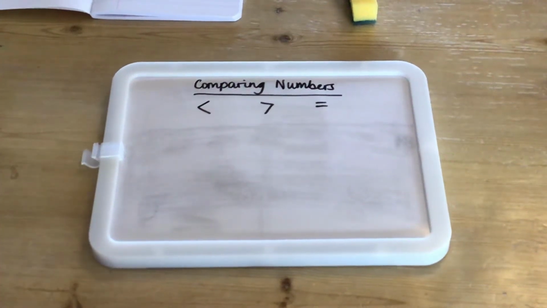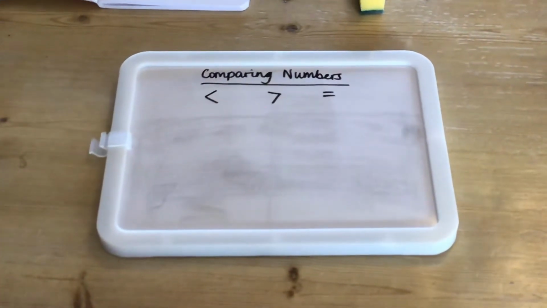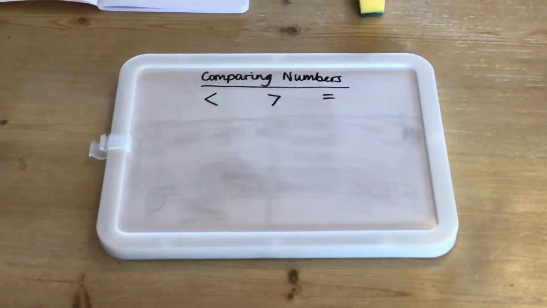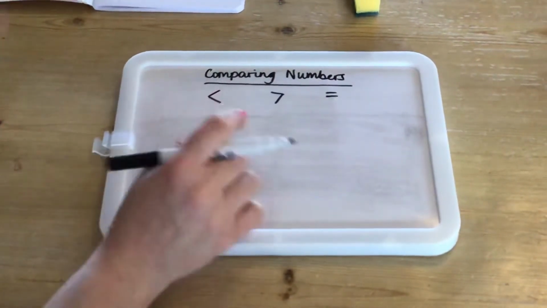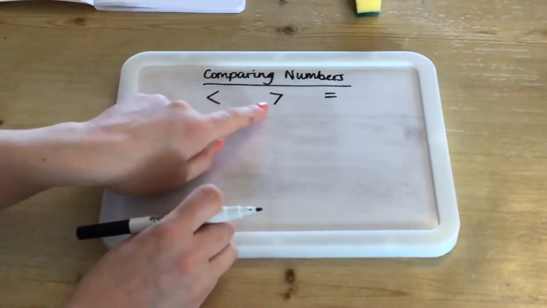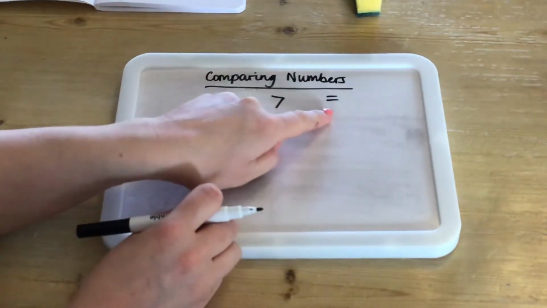So we're going to look at comparing numbers now. We will be comparing two numbers or two calculations. So first of all, our symbols, we've got less than, we've got greater than, and then we've got equals to.